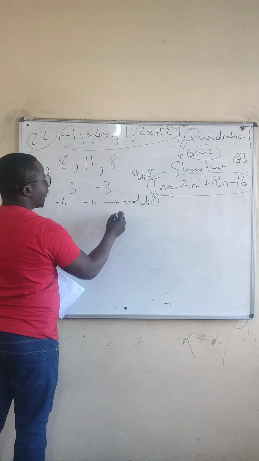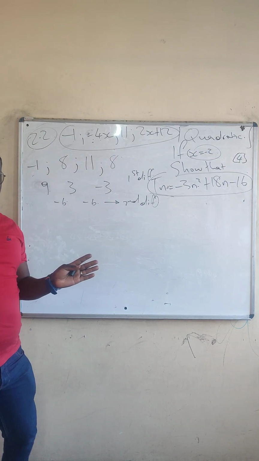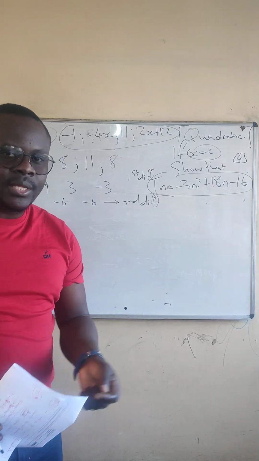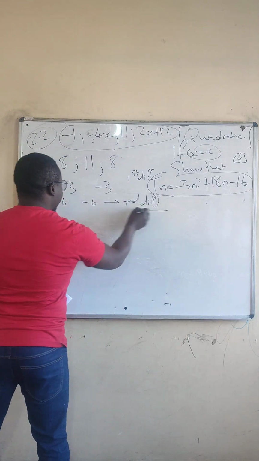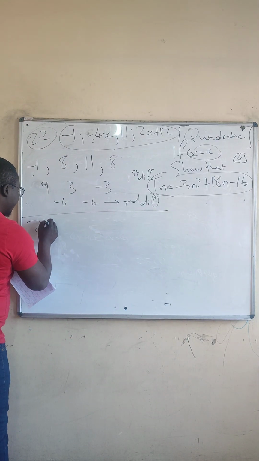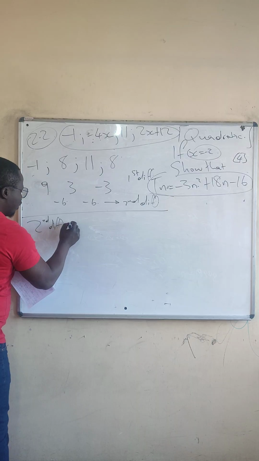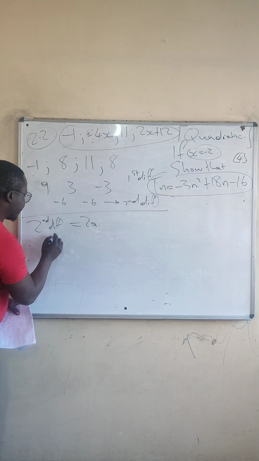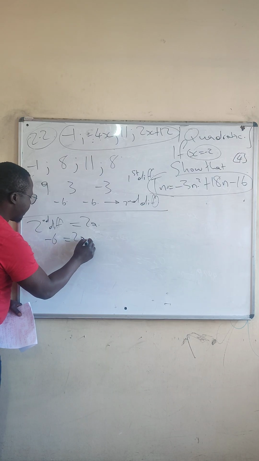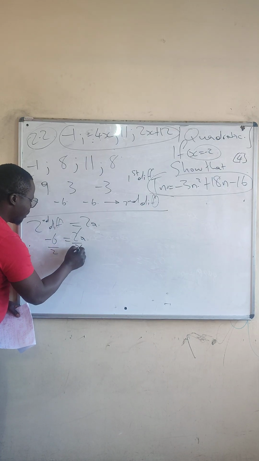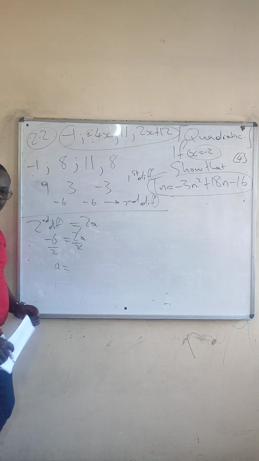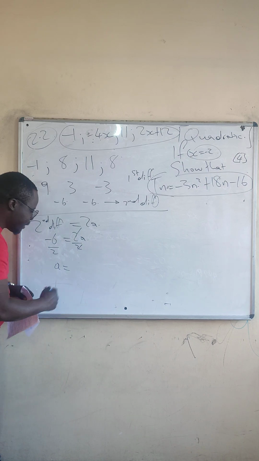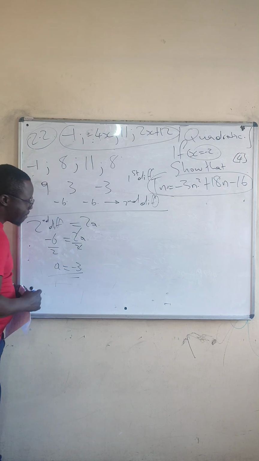So you see, our first differences are the same. So we can go ahead using the property. What's the first property? The second difference is always equal to 2a all the time. Our second difference, negative 6, equals 2a divided by 2. It means that a is going to be equal to minus 6 over 2, we get negative 3.